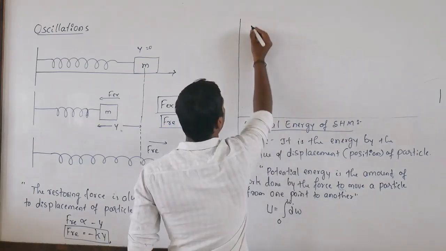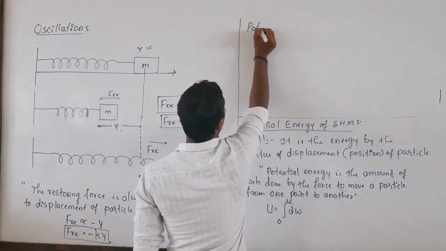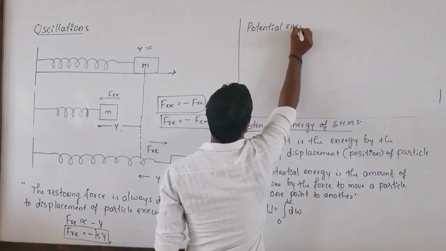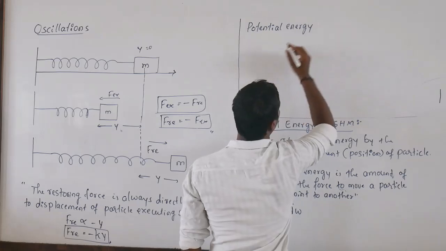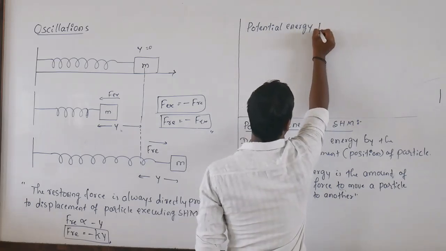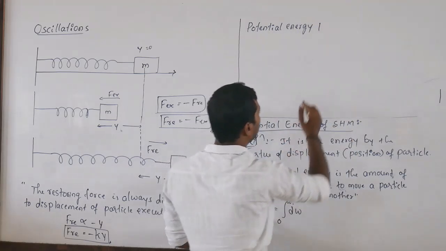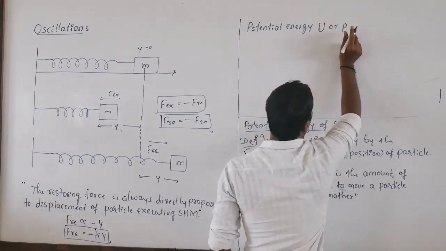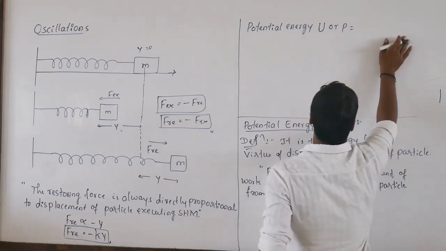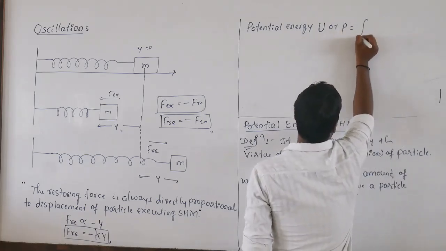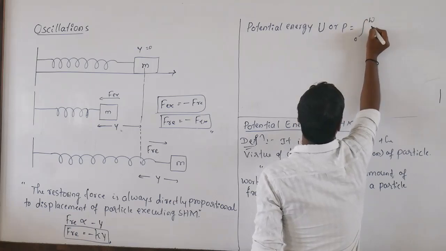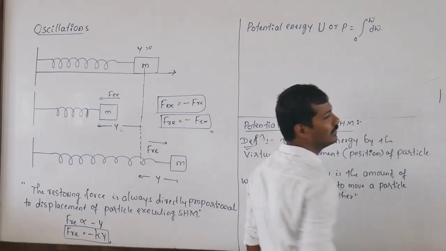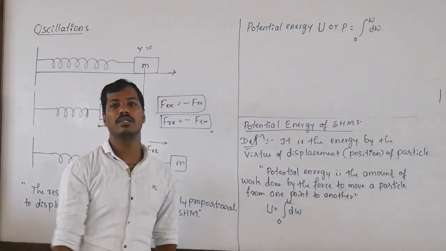the potential energy. Now the potential energy is nothing but what? The amount of work. Now I'll take the potential energy as U, you can take U or P. It is nothing but the integration from 0 to W of dW. This is nothing but a change in work done. The amount of work is nothing but the displacement of the body.